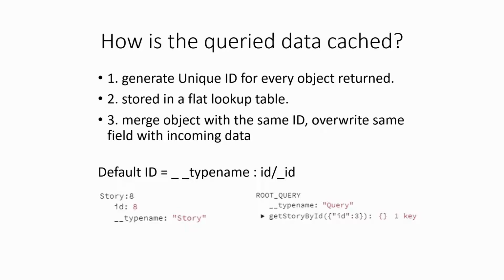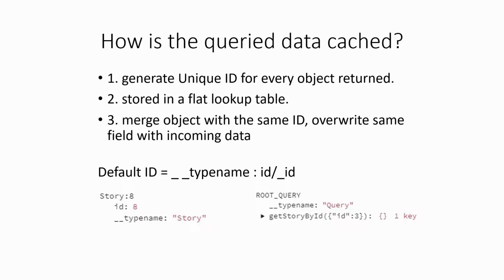Okay, once the data is returned and the unique ID is generated, it will store them in a flat lookup table. So every time you send another request, it will look at the unique ID. If it exists in the cache, it will just return the data very fast. If it doesn't exist in the lookup table, it will send another network request to get the data and then store it in the cache if it returns new data.